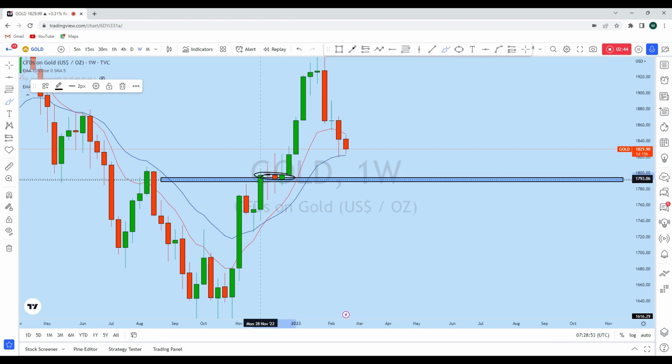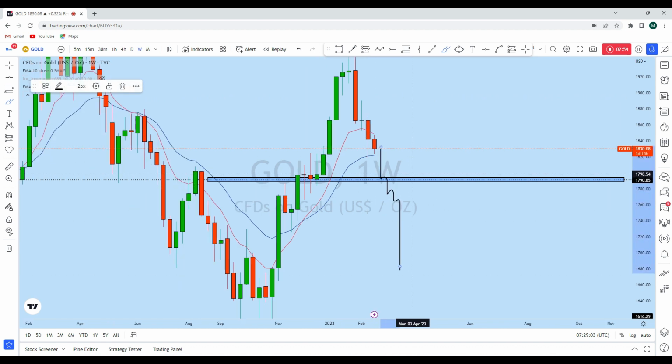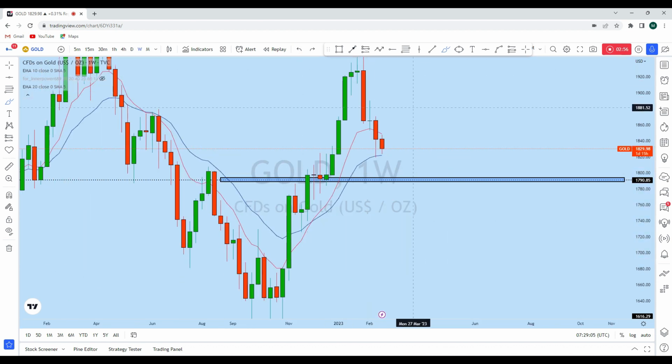There's a lot of liquidity in this zone, and we can expect gold to now come down and test this level as a support before creating any move or even breaking down for a deeper retracement to test the 61.8% Fibonacci level. So gold is in a downtrend and there is a probability for the price to continue to drop.